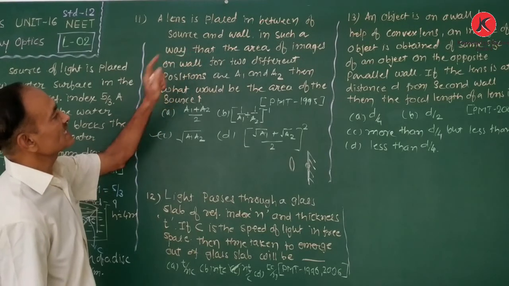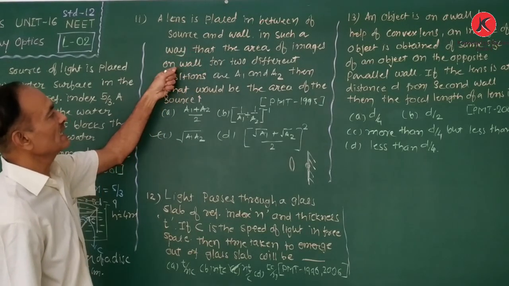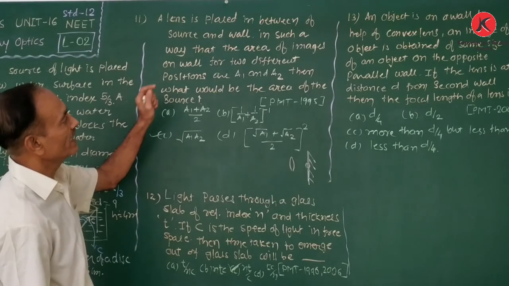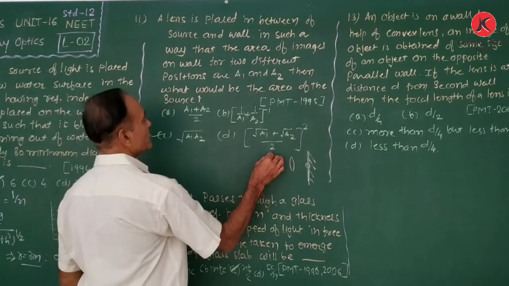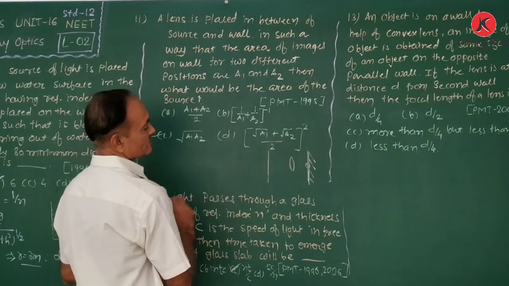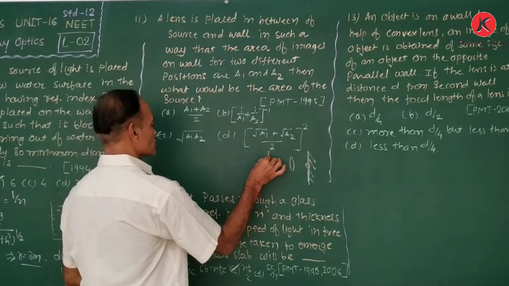The image of this source, the area of the image on the wall for two different positions, are A1 and A2. The image is obtained by the convex lens on the wall. There is also another wall.